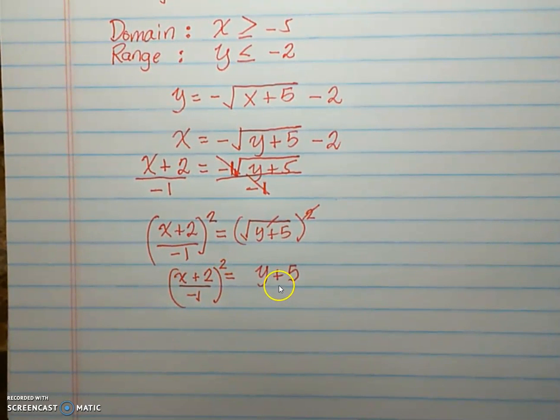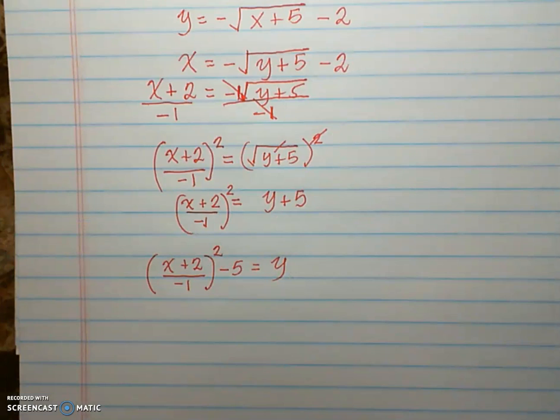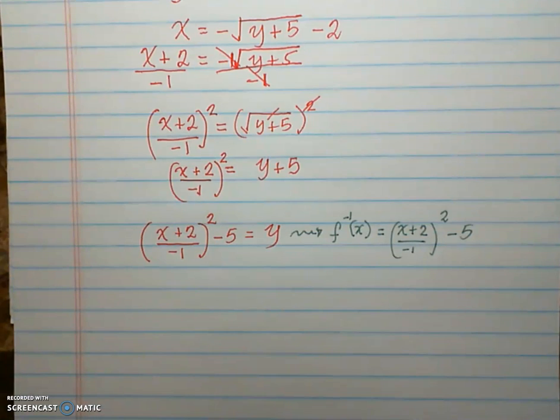Then you will have to remove the positive 5 by subtracting 5 on both sides, or shortcut of taking the positive 5, moving it to the other side, but make sure it becomes negative. So this is now our inverse function. We will just have to change the y into the inverse function notation. All right, so this is our partial solution. We are not fully done.